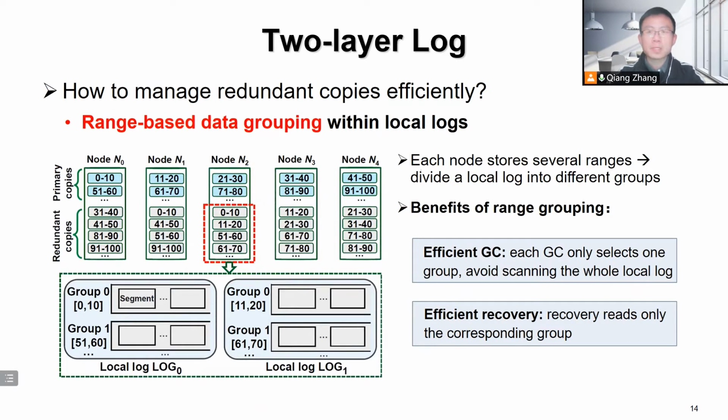Besides, since each node stores several ranges according to consistent hashing, we divide each local log into multiple range groups, each of which corresponds to a range in the hash ring. Note that different range groups have no overlaps in keys, so they can be managed independently. The range grouping can improve the GC efficiency and recovery, because both of them only need to read the corresponding group, avoiding scanning the whole local log.